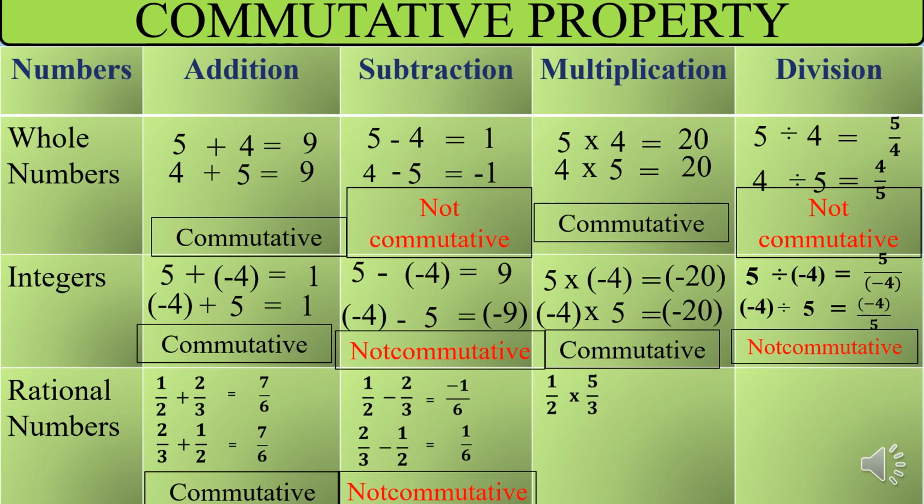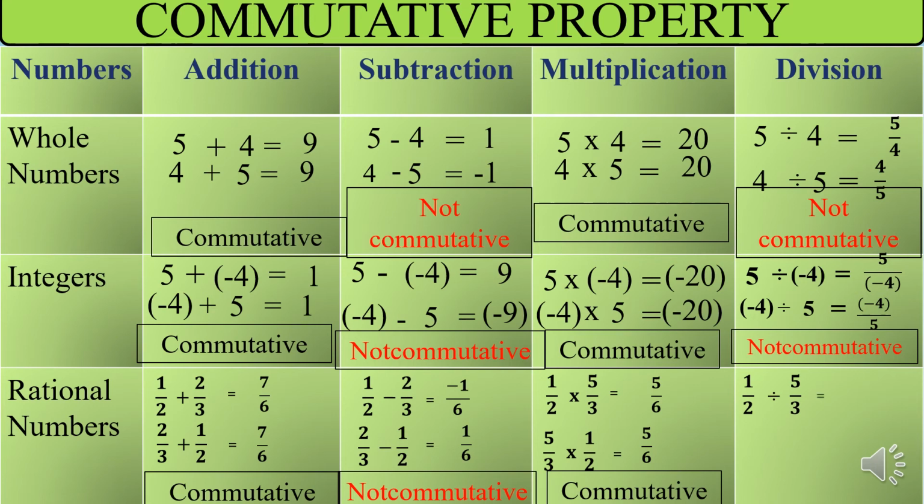For multiplication, here example is given 1 upon 2 multiplied by 5 upon 3, so that we can get result 5 upon 6. When 5 upon 3 is multiplied by 1 upon 2, we get result 5 upon 6. Means here results are same. So we can say that multiplication is commutative for rational numbers.